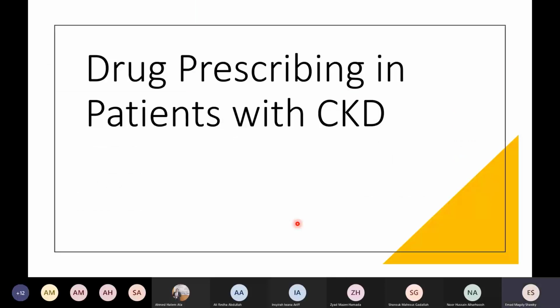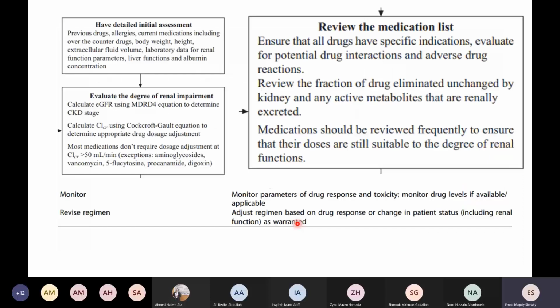And this is the final slide. What is the drug prescription algorithm I can use in a patient with CKD? I can at first have a detailed initial assessment about previous drugs, allergies, current medications, the volume status of the patient, and laboratory data for renal function, liver function, and albumin concentration.